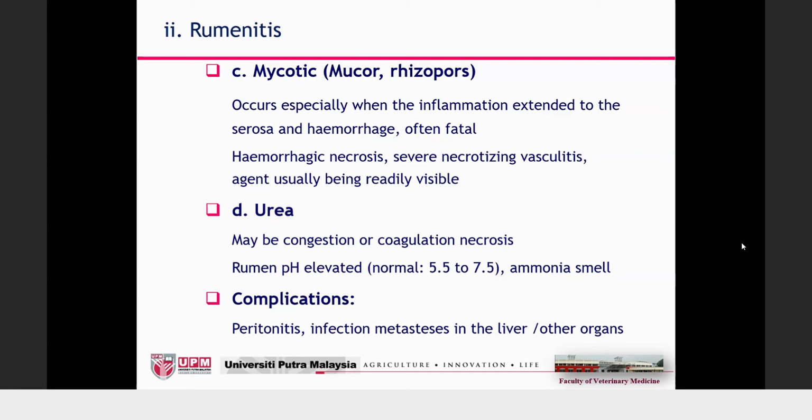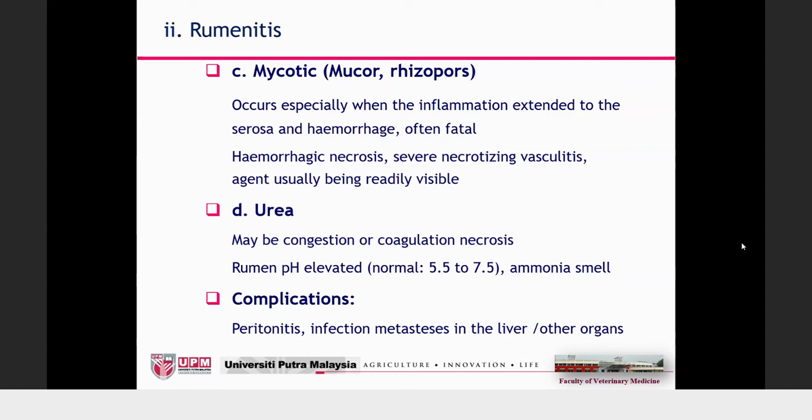Usually for diagnosis, of course, when you open it, there will be an ammonia smell in the rumen, and there will be an elevated pH. So the complication of this, as I mentioned earlier, is peritonitis. And this peritonitis can lead to death, as I discussed previously.